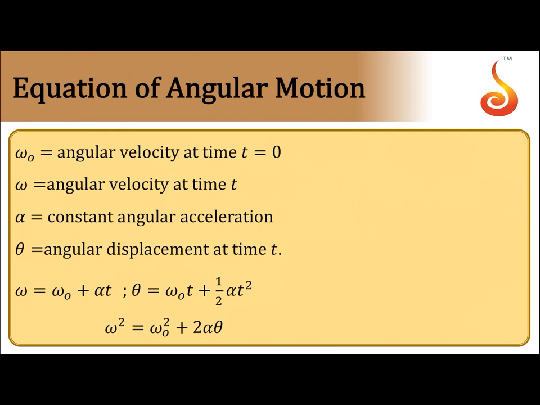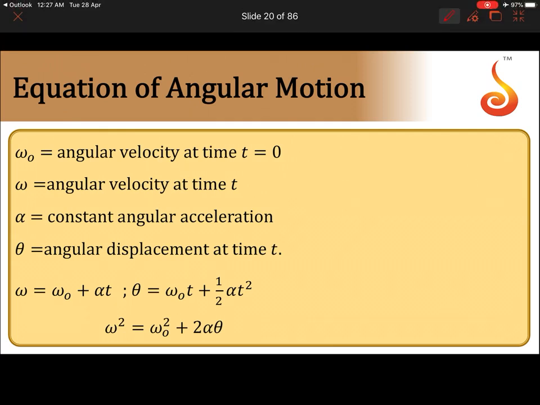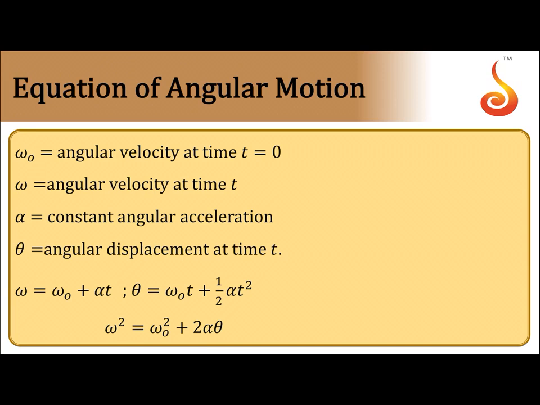Just like we have equations of motion for linear motion, we have equations of motion for angular motion also. The first equation here is omega is equal to omega naught plus alpha t. This is similar to v is equal to u plus at. Then theta is equal to omega naught t plus half alpha t square. This is similar to s is equal to ut plus half at square. And the third one is omega square is equal to omega naught square plus 2 alpha theta. This is similar to v square is equal to u square plus 2as. So these are the equations of motion for angular motion.